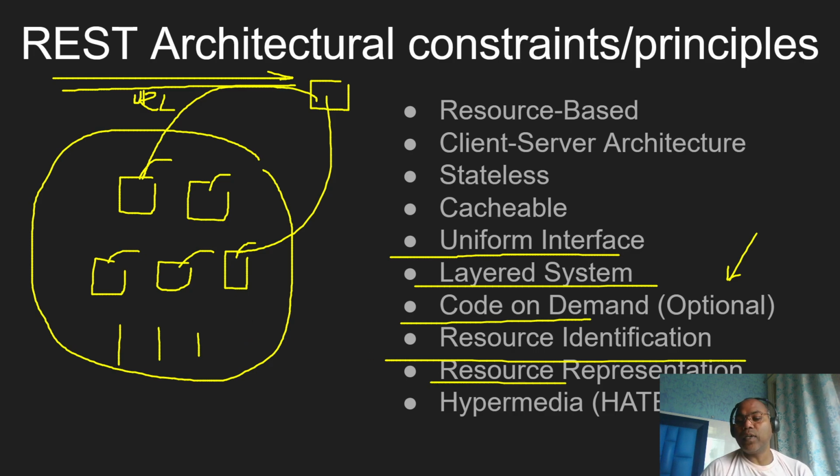Resource representation, and sometimes hypermedia, means the REST API returns to the client, hey, this is the next set of resource links so that you don't have to memorize. You can just click and access. So the server can respond with resource links to the client.